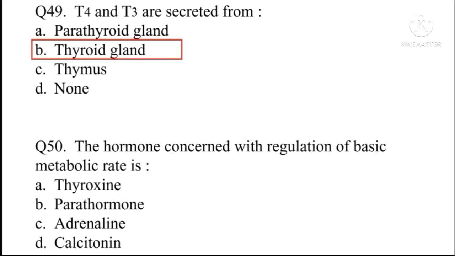And today's last question is, the hormone concerned with regulation of basic metabolic rate is. Options are option A, thyroxine, option B, parathormone, option C, adrenaline, option D, calcitonin. Its correct answer is option A, thyroxine. Thyroxine is the hormone concerned with regulation of BMR, basic metabolic rate.